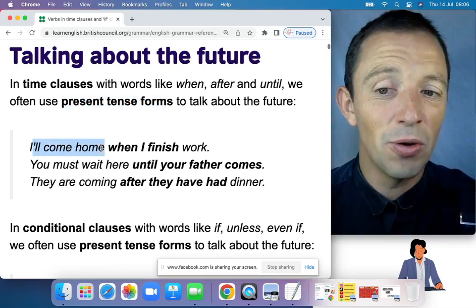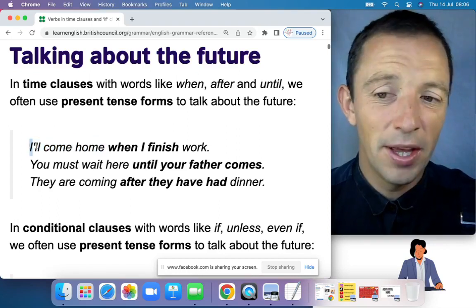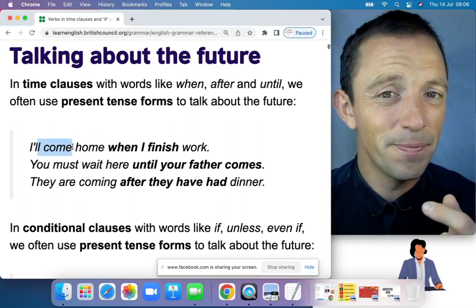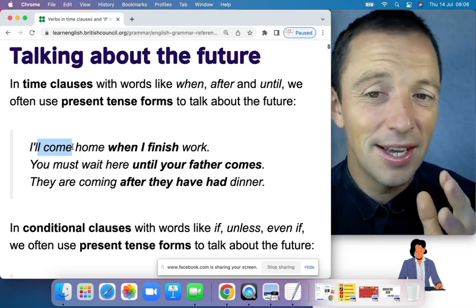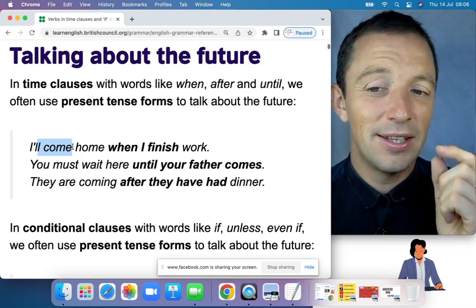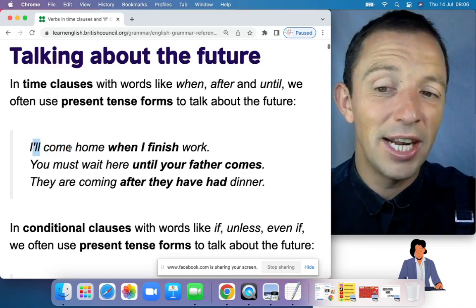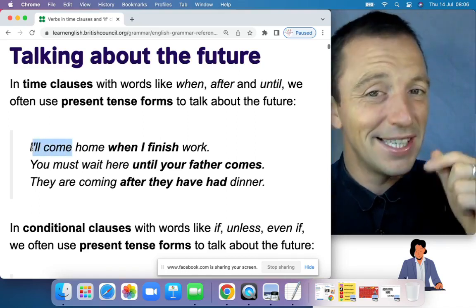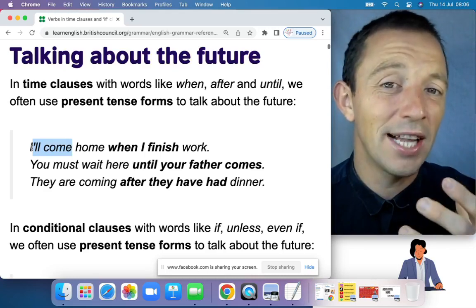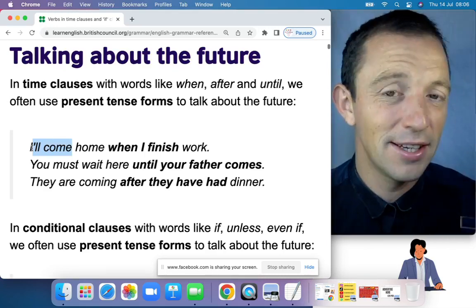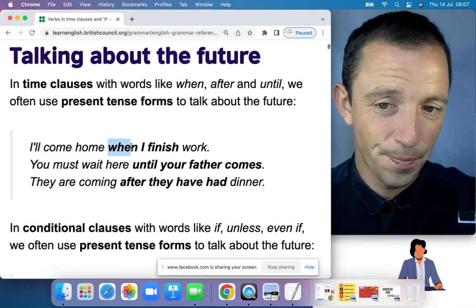I will come home. This is the subject. I will come is the future. Yes. However, the verb form will is considered a modal, but really the verb is come. So will come is in the future, but really it's a modal. That's complicated, but that's the fact. So I will come home.